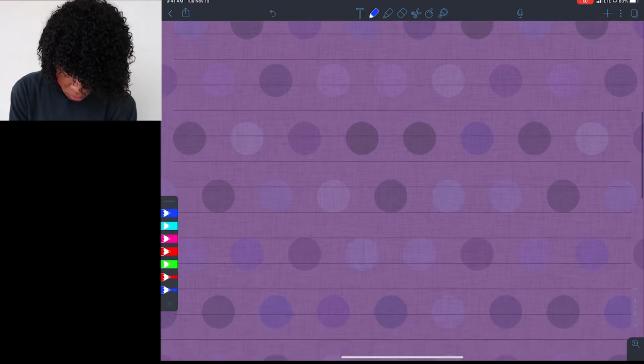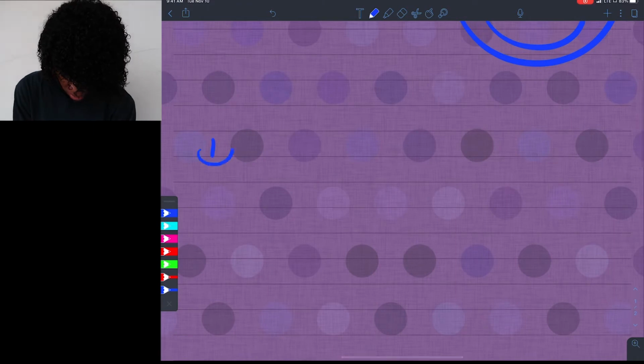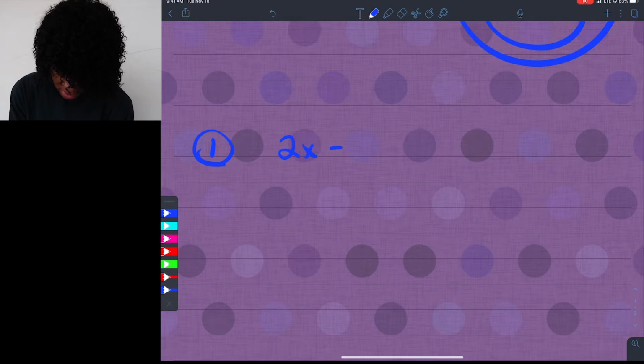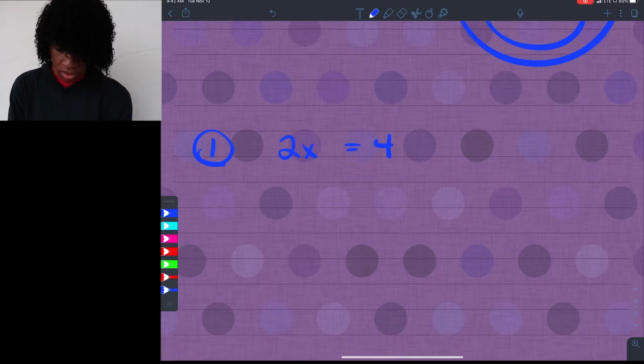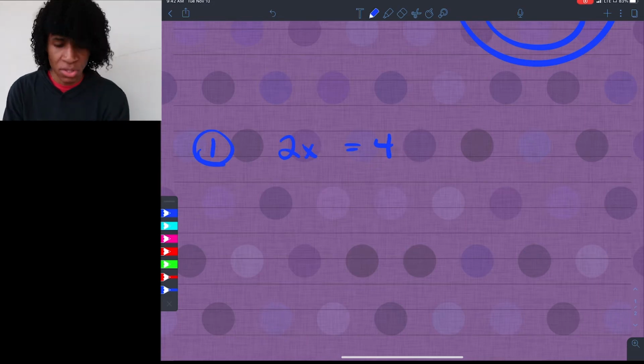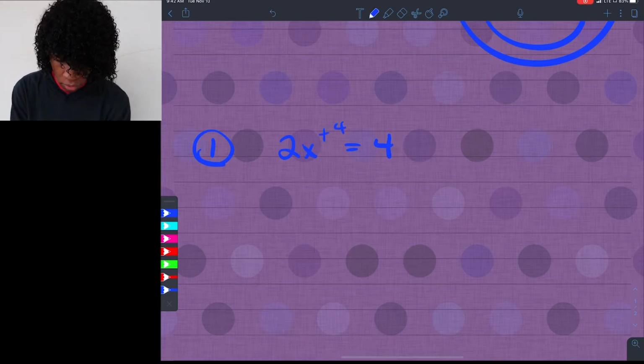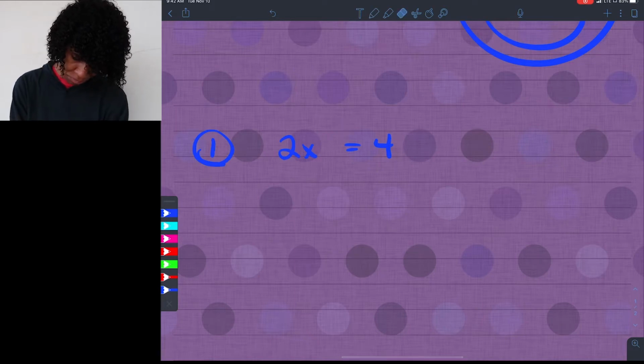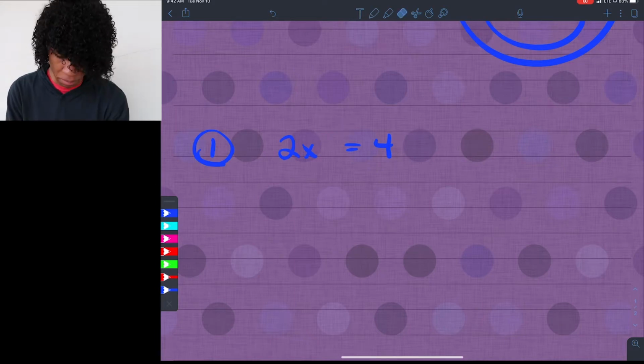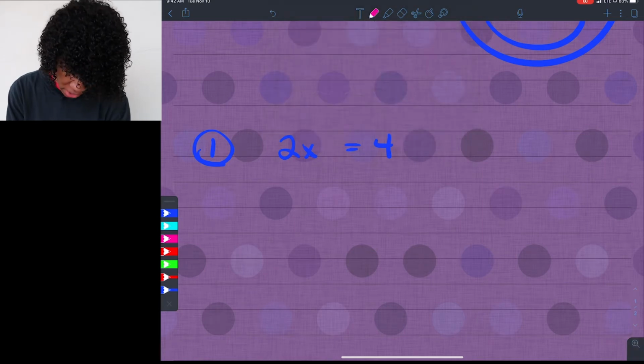All right. So let's take a practice problem. Let's just do 2x equals 4, okay? X is not alone, and I know it looks like x may be alone because you don't see a plus 4 or a minus 2 or anything like that. But x is not alone because there's a giant 2 there.